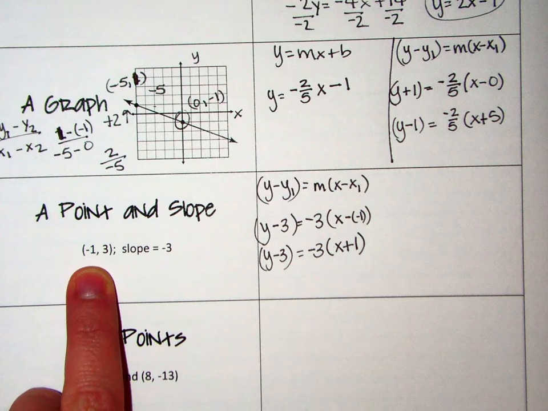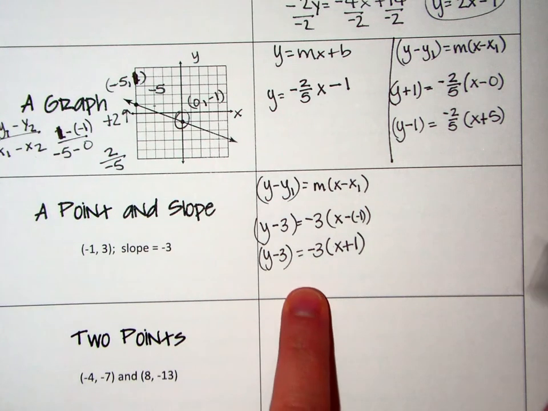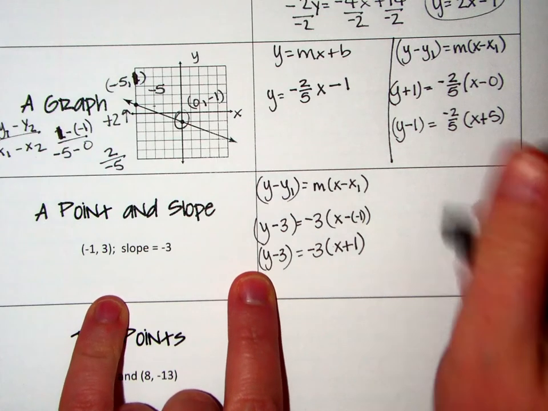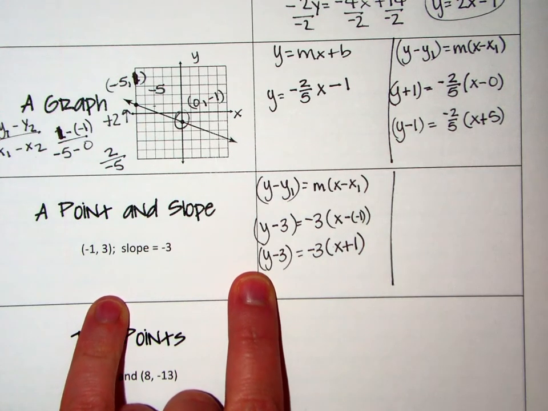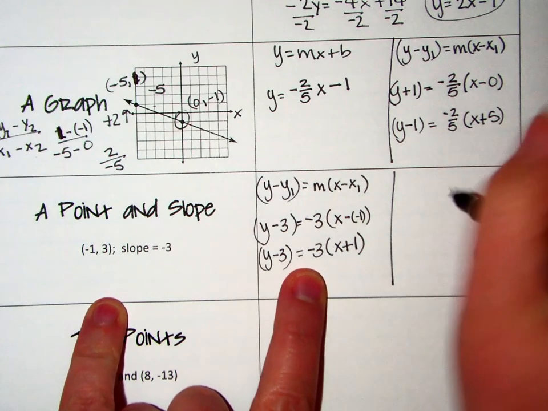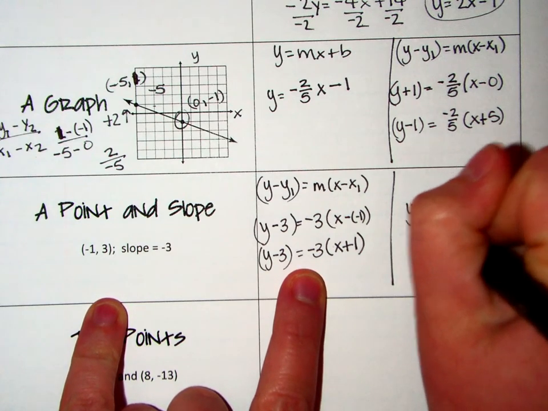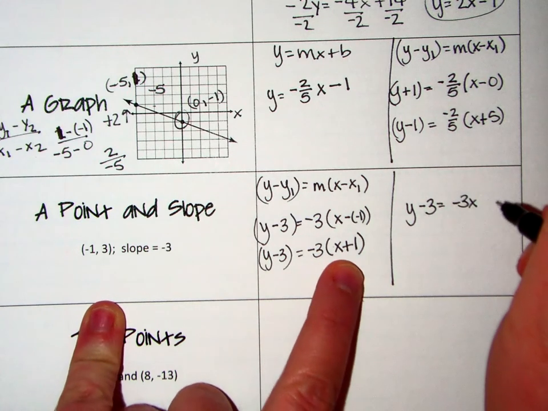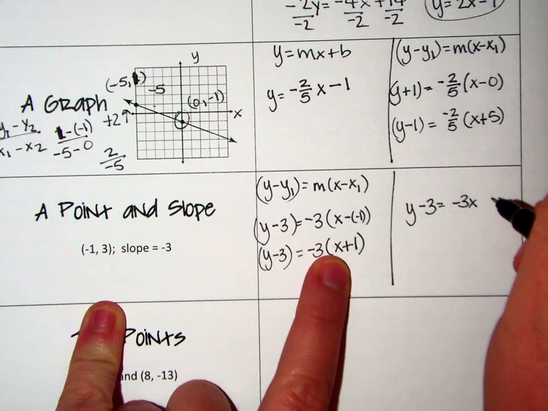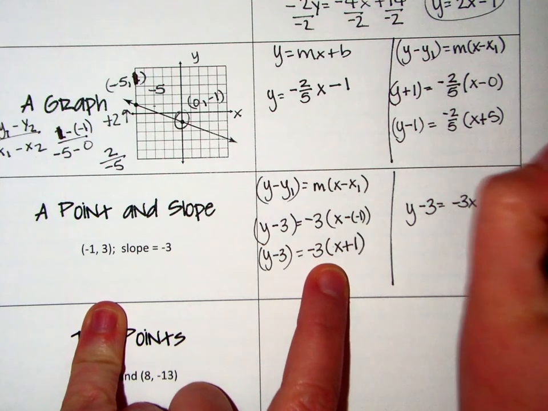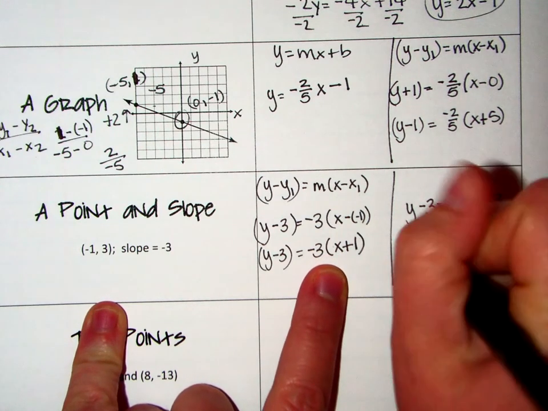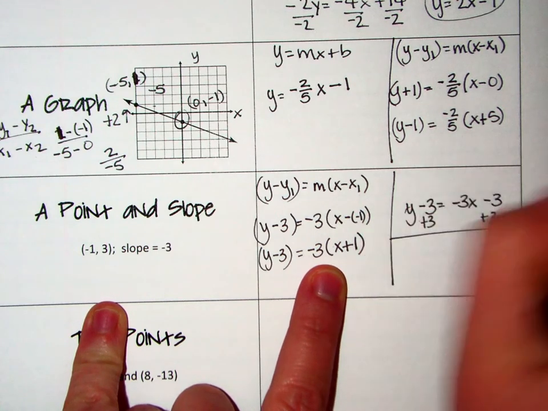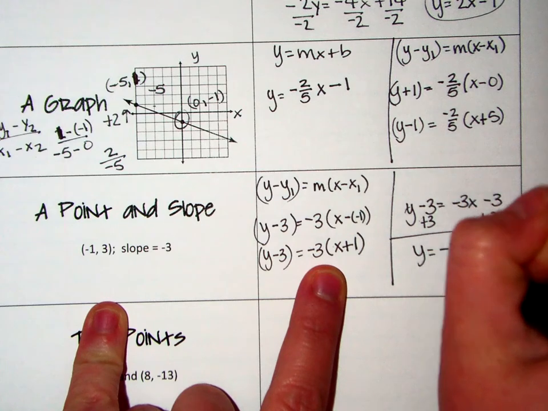If I wanted to, I'm going to solve this for y just to show you how it works out. But to get y by itself and show the slope-intercept form, you would distribute this negative 3. So you would have y minus 3 equals negative 3x, negative 3 times a 1, distribute to both parts, multiply through the parentheses, minus 3. I want to get y by itself, so plus 3, y equals negative 3x, and that would be your equation.